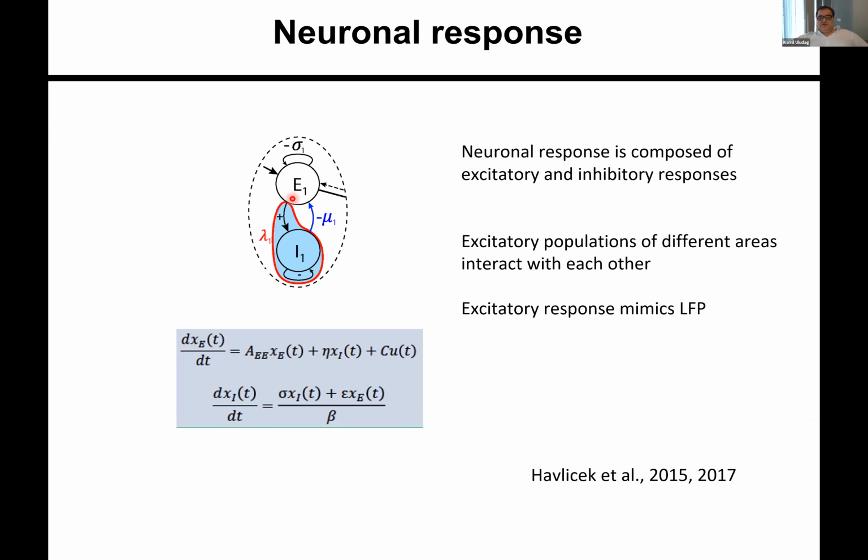And E, the excitatory activity, is predominantly reflected in the local field potential. And the excitatory activity from one brain area interacts with excitatory activity in a different brain area. This is described by these equations, and in more detail in our papers from 2015 and 2017.